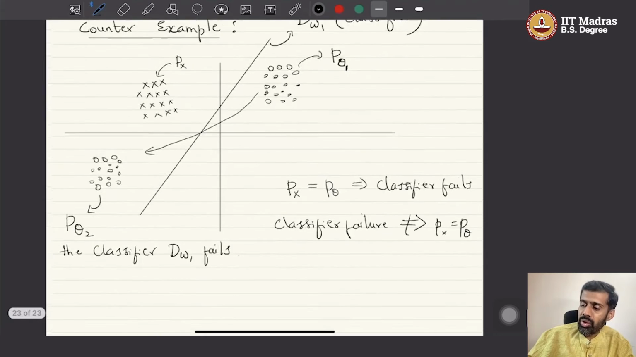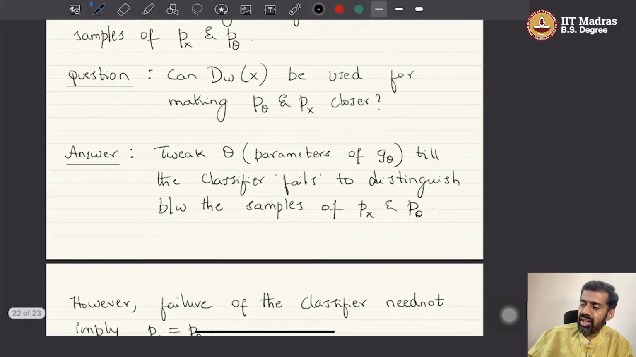Okay, now what do we do? So this algorithm that we just saw, where you keep tweaking your theta till the classifier fails to distinguish between samples of px and p theta, no longer holds, because one can make the classifier fail in spite of p theta and px not being equal to each other. Okay, so now how do we solve this problem?